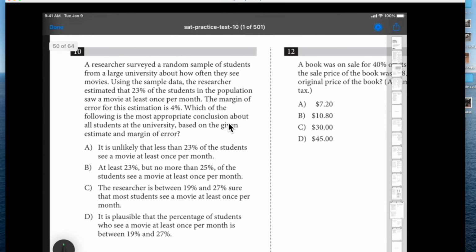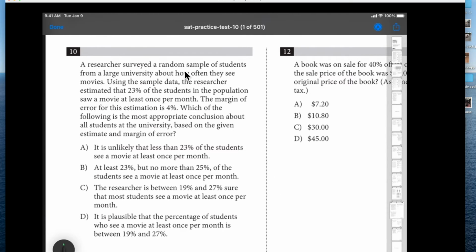Okay, we got another research situation. Okay, they tell you random sample. Okay, again, gold standard, random. From a large university, how often do they see movies? Using the data, he or she estimates that 23% of students in the population saw a movie at least once a month. The margin of error is 4%. Which of the following is the most appropriate conclusion about all students at the university?